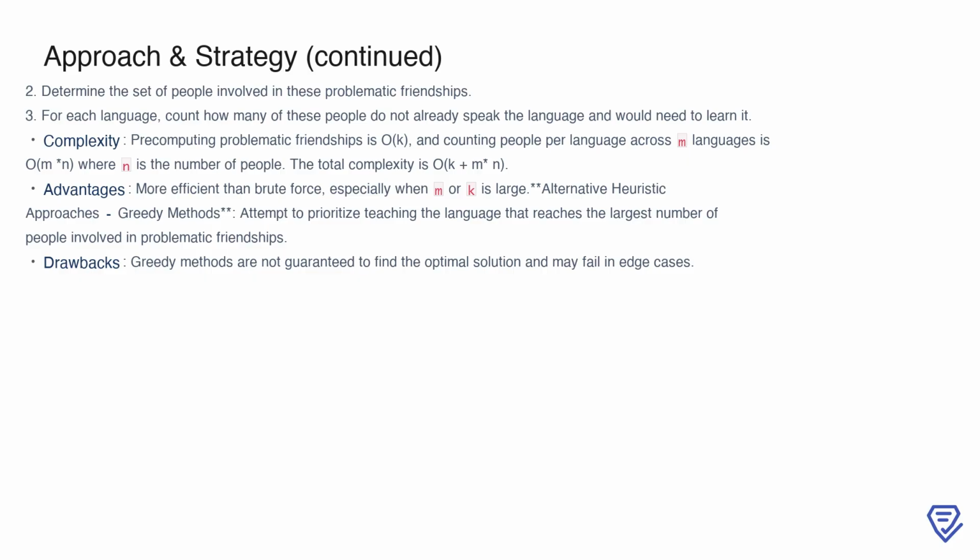learn it. The total time complexity of this method involves pre-computing the problematic friendships in O(K) and iterating through all languages and the relevant people in O(M*n), where n is the number of people. This results in an overall complexity of O(K + M*n), which is far more efficient than the brute force approach for larger inputs. Additionally, alternative heuristic methods, such as greedy approaches, can be considered.